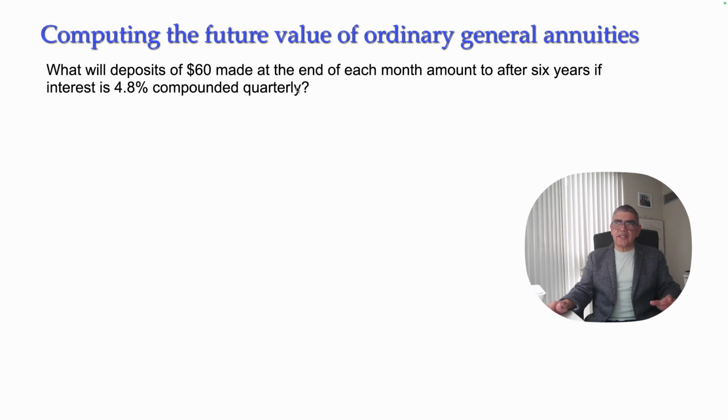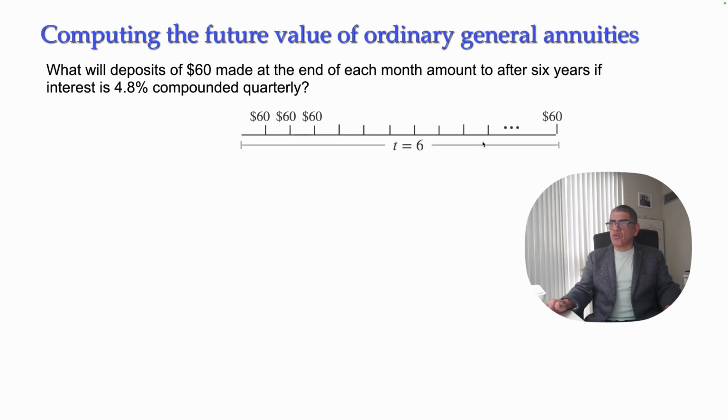What to do in this case? We have this situation. During 6 years, we are making payments of $60. And they are asking, what will these deposits amount to after 6 years? So we want to know the future value of this annuity. And we have some information. The payment, which I call R, is equal to $60. So R equals $60. We also have the number of payments per year, which I'm going to call K, equal to 12. So I can now compute how many payments in total.